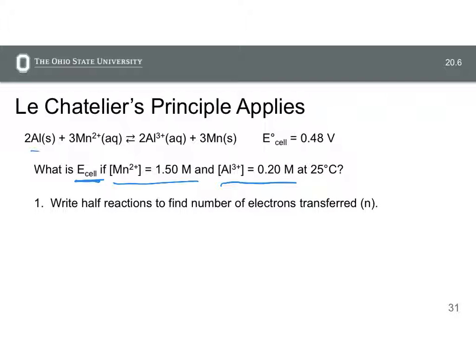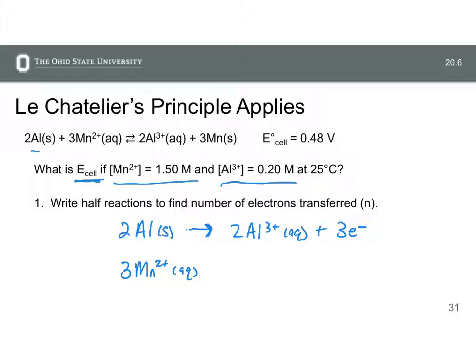So for our half reactions, we know we have 2 aluminum solid, and it's forming 2 aluminum 3+ ion and 6 electrons. And then for the second half reaction, we're going to have 3 Mn2+ aqueous plus 6 electrons, forming 3 Mn solid.